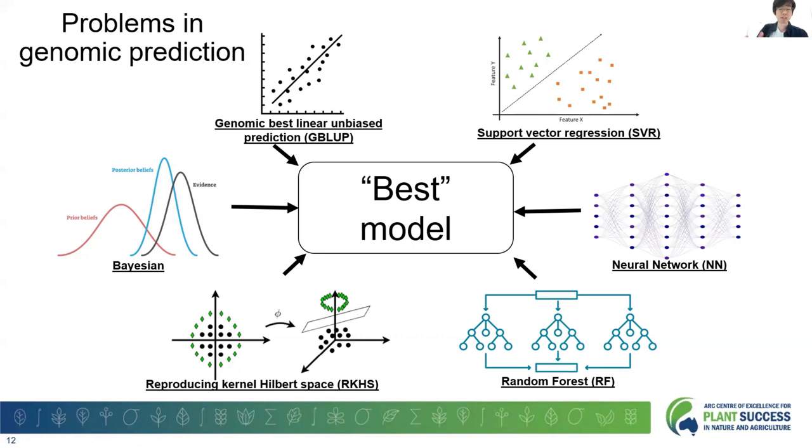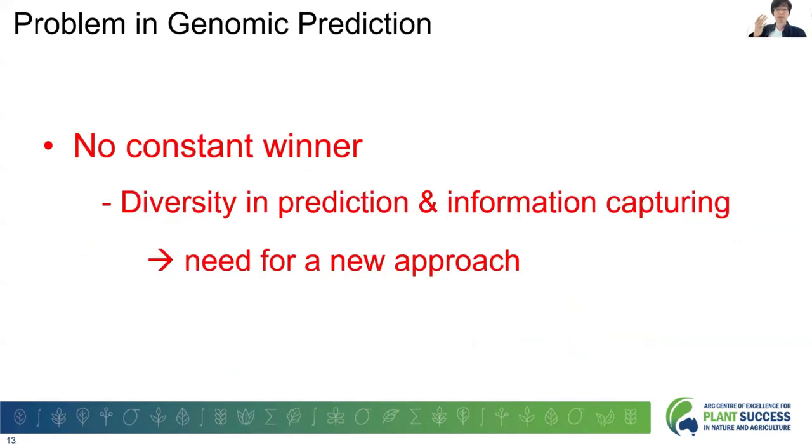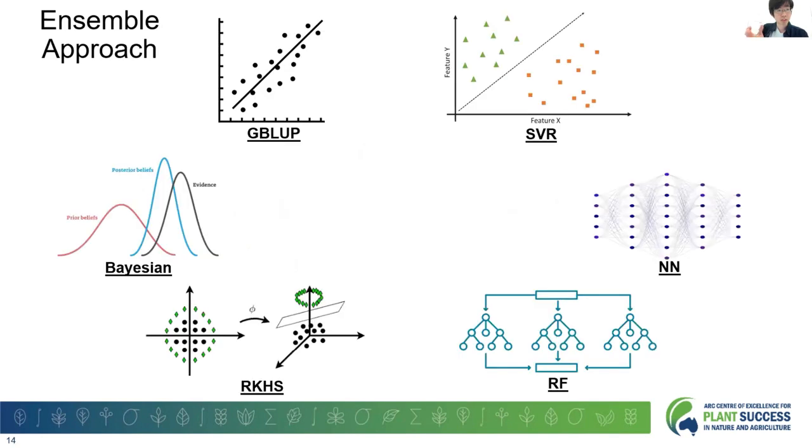That's why, as a result, it's difficult to know which model should be used for the improvement of the prediction performance. That's why we have to think about a new way to increase the prediction performance in a stable way by somehow using all the different information captured by different single models. And what should we do? One approach can be this method called the ensemble approach.